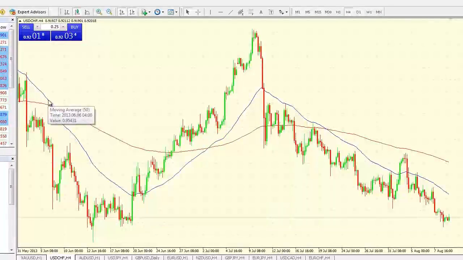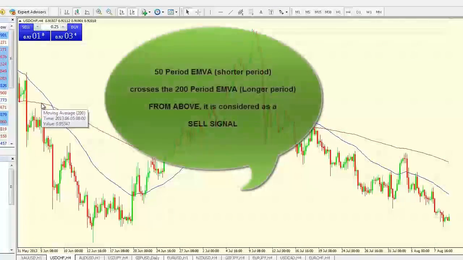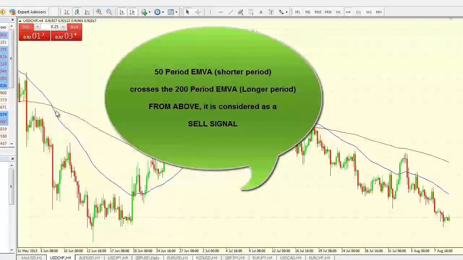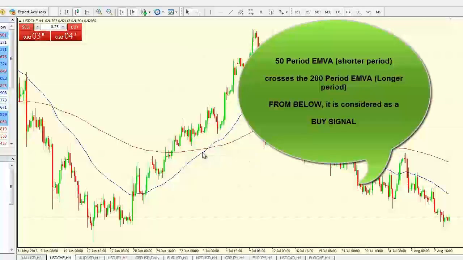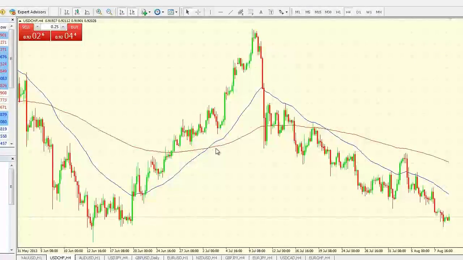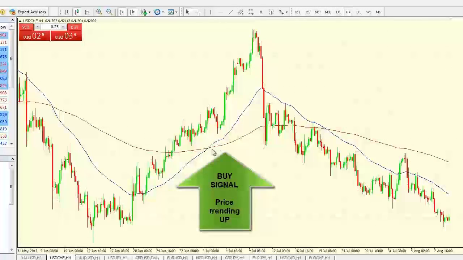So as you can see, when the 50 period moving average, which is the shorter period moving average, crosses the longer period or the 200 period moving average from above, it is considered as a sell signal, while a crossover of the shorter period moving average to the longer period moving average from below is considered a buy signal. As you can see, the price has been trending upward since the time the crossover took place.